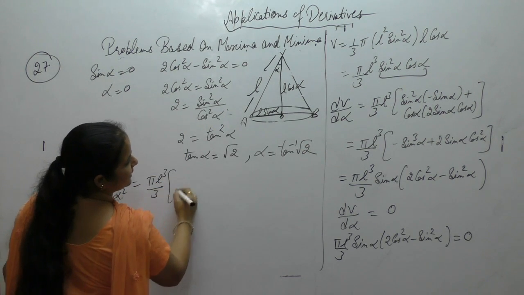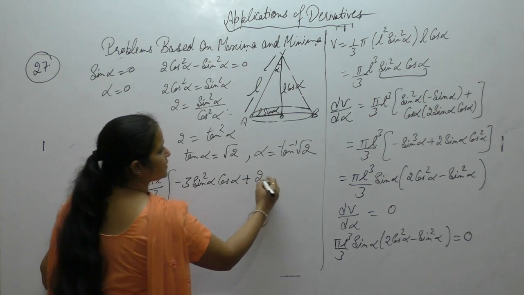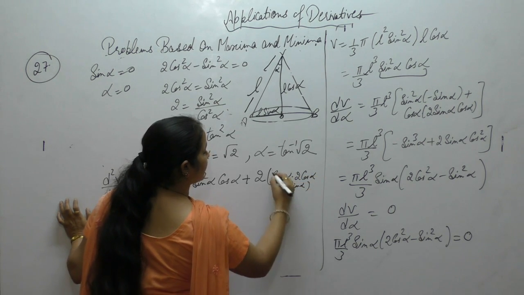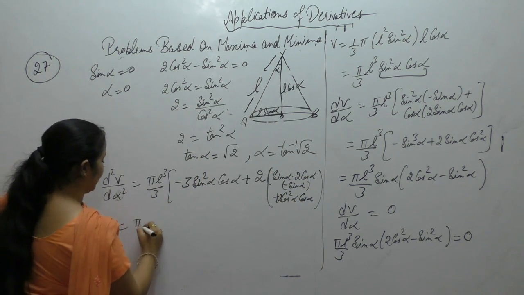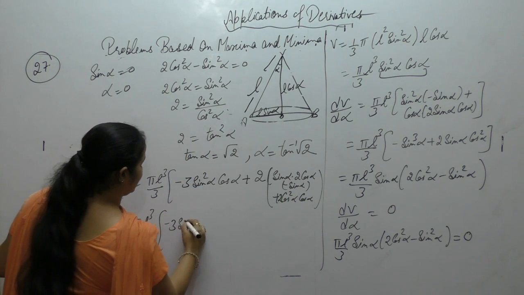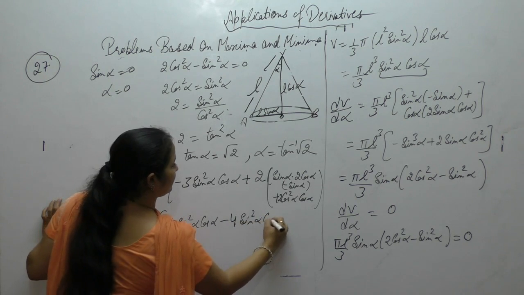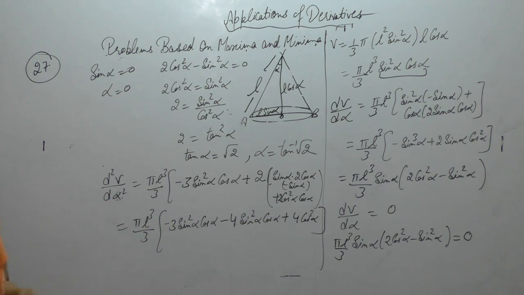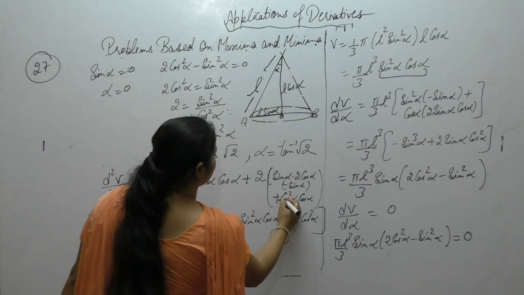Pi L cube by 3 into minus derivative of sin cube, 3 sin square alpha, derivative of sin is cos, plus 2 first U into V rule, first derivative of first into second as it is plus first as it is into derivative of second, derivative of sin is cos. So we get pi L cube by 3 into minus 3 sin square alpha cos alpha minus 4 sin square alpha cos alpha plus 4 cos cube alpha.